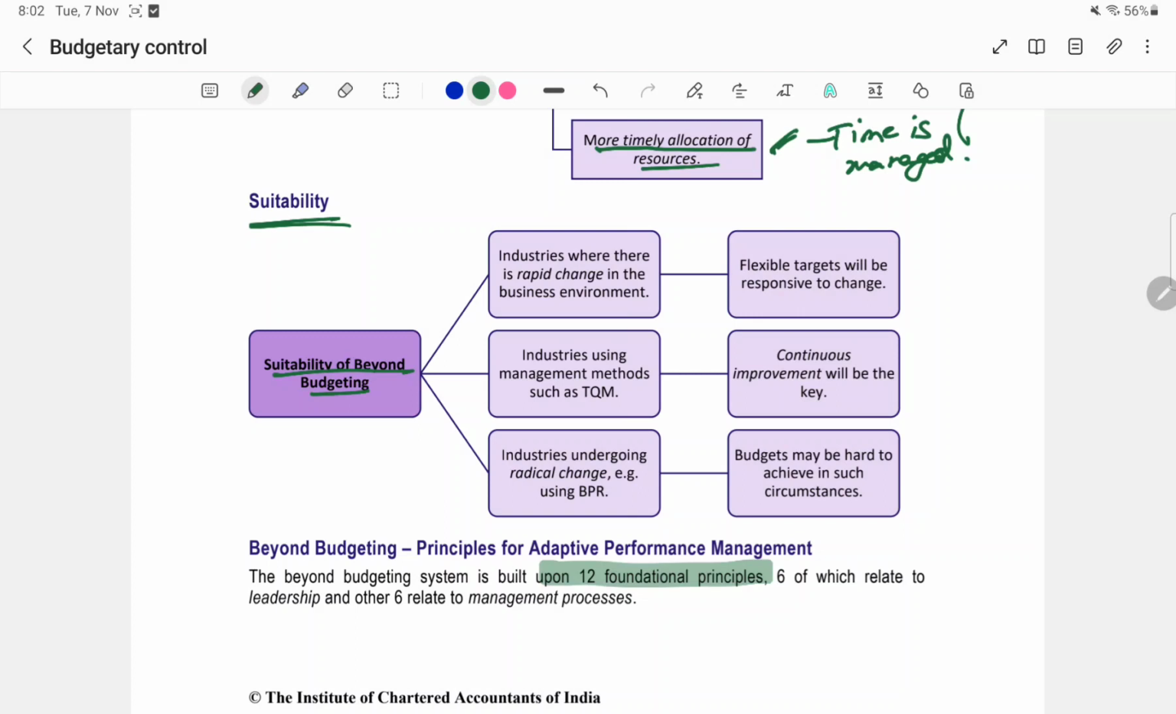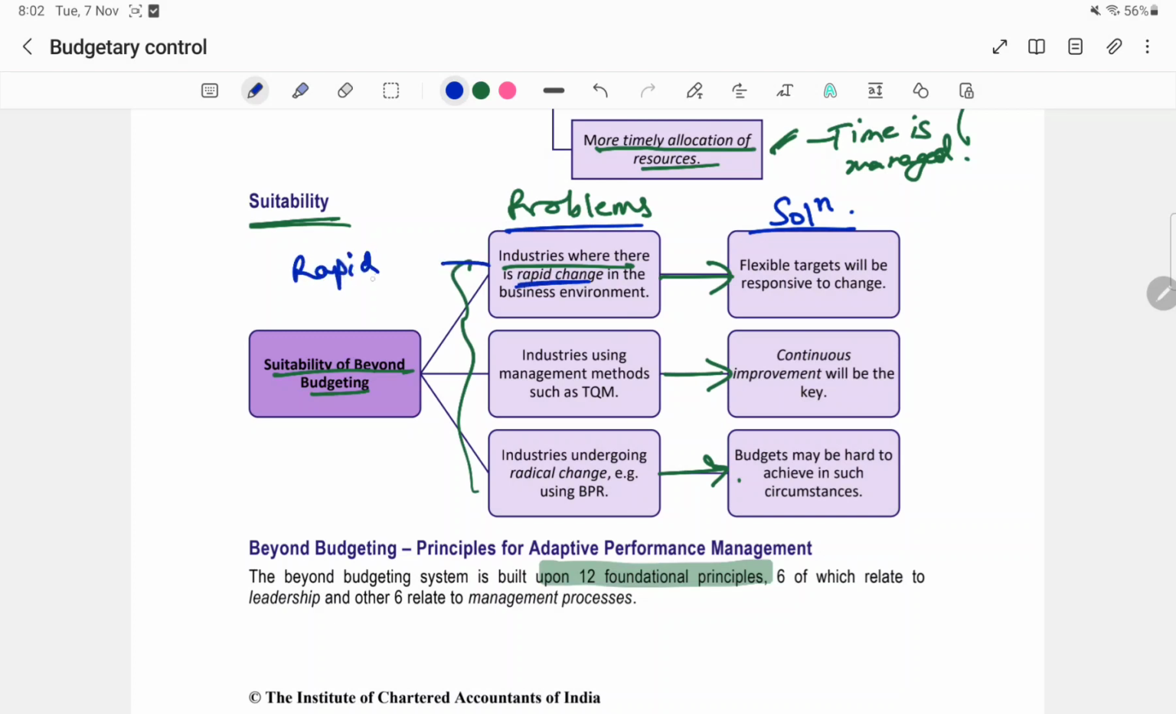Now suitability of beyond budgeting. This is again asking in what cases beyond budgeting is suitable. Industries are given with 3 cases, and for those 3 cases, 3 problems and 3 solutions are given. This is the problem and this is the solution. Industries where there is rapid change: the first case is for rapid change. So in case of change, you don't have to be rigid, but you have to be flexible.